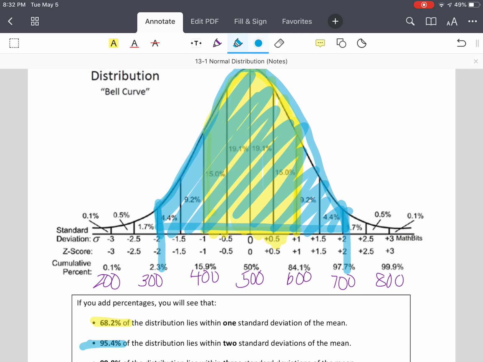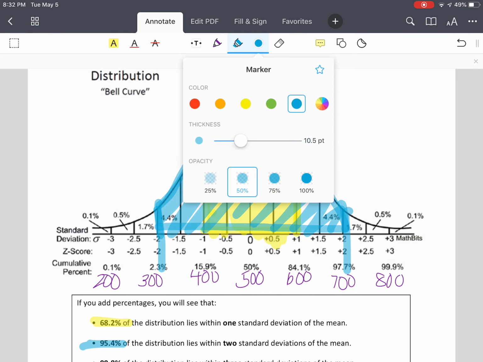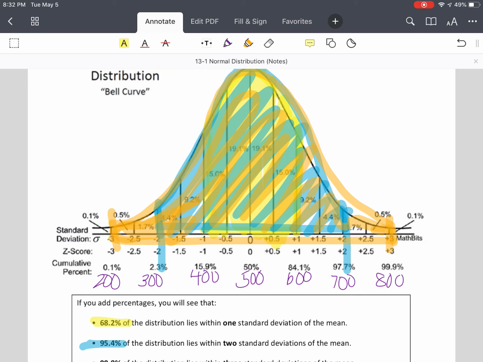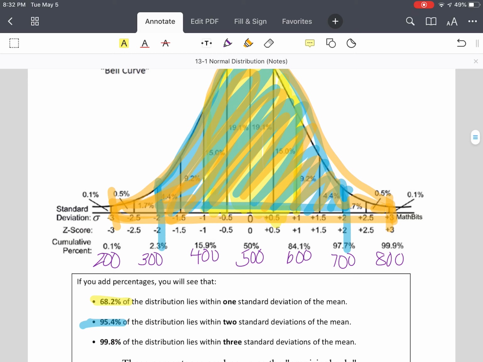Okay, let's do one more standard deviation. So let's do that in orange. From -3 to 3, that would be 3 standard deviations below to 3 standard deviations above. So I'm going to add up all of these percentages from 0.5 all the way up to this 0.5 up here. From -3 to 3, within 3 standard deviations of the mean, I add all those up and I get 99.8.